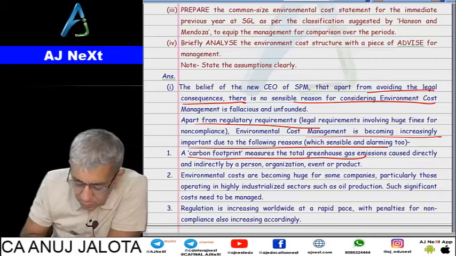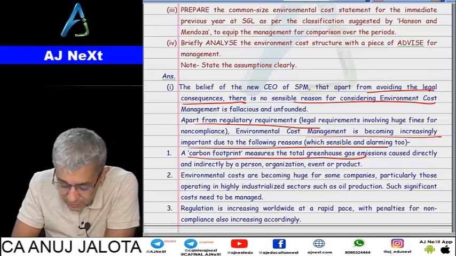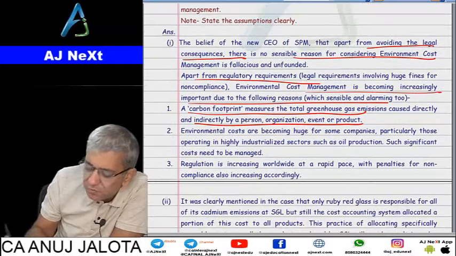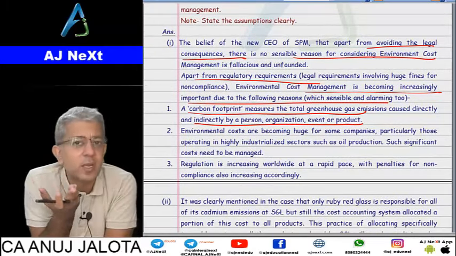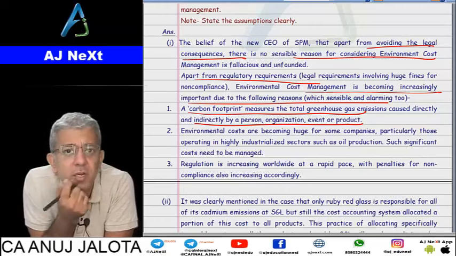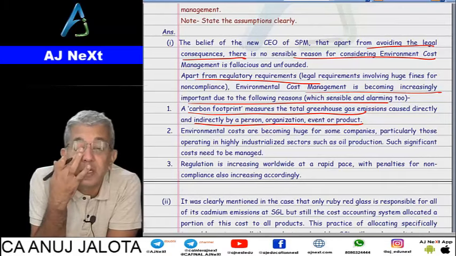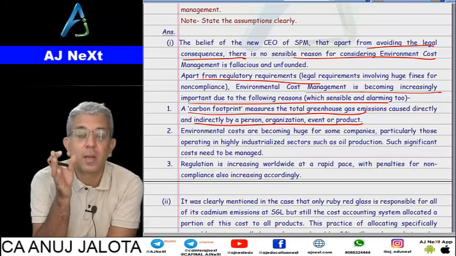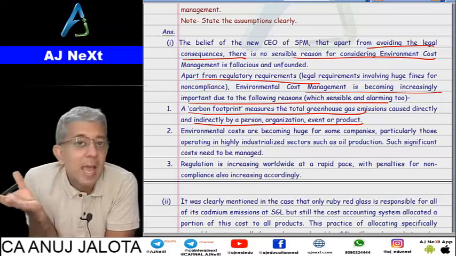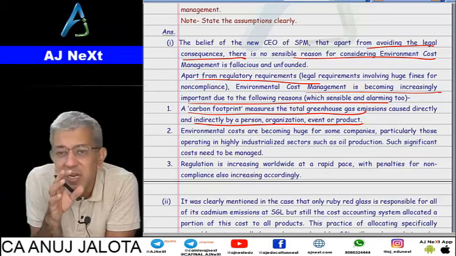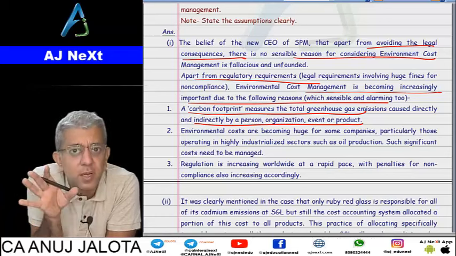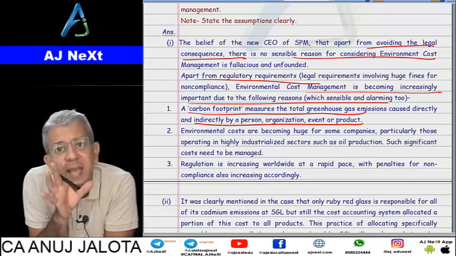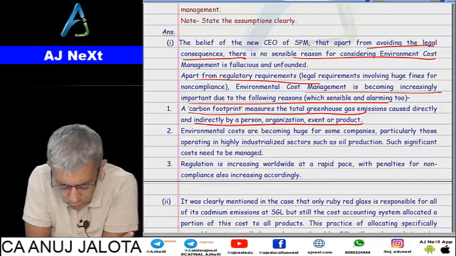First, a carbon footprint measures the total greenhouse gas emissions caused directly and indirectly by a person or an organization. As I've told in class also, in future many countries of the world are considering that, based upon the environmental effects of your business, there might be tax rates also. A company that is controlling this, like Apple's headquarters, which are completely run by solar energy. In future, such companies will be getting a good amount of tax concessions also.